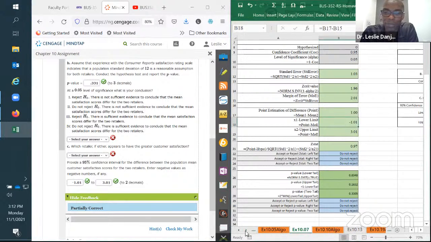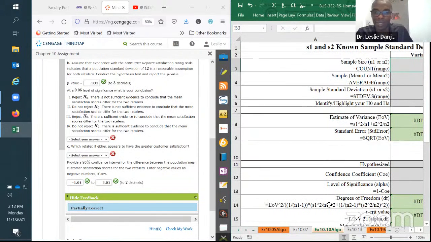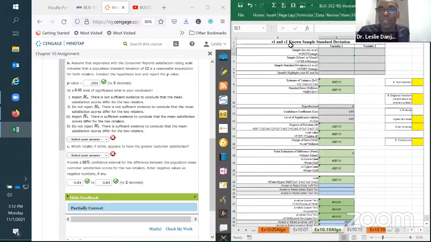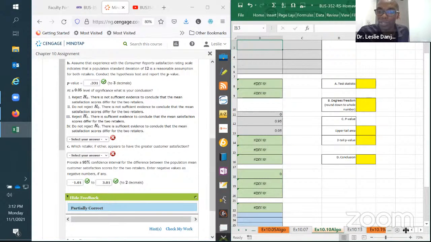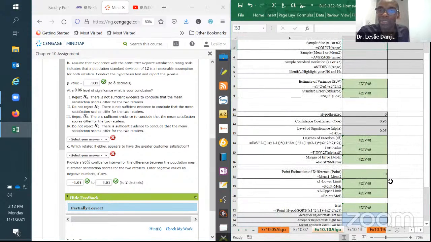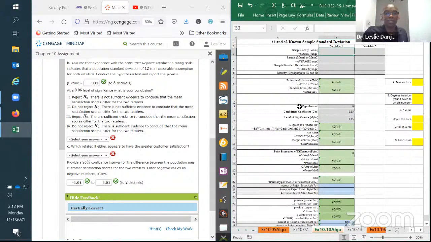Let's move on. We're going to go to 10.10, please. All right, so this is for your known sample standard deviation. They're going to be giving you some sample data. I have to make that smaller. Perfect. This is 10.10.